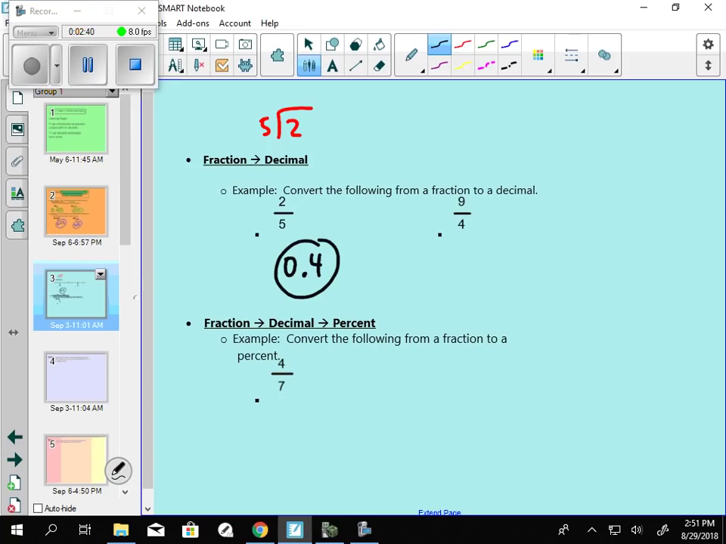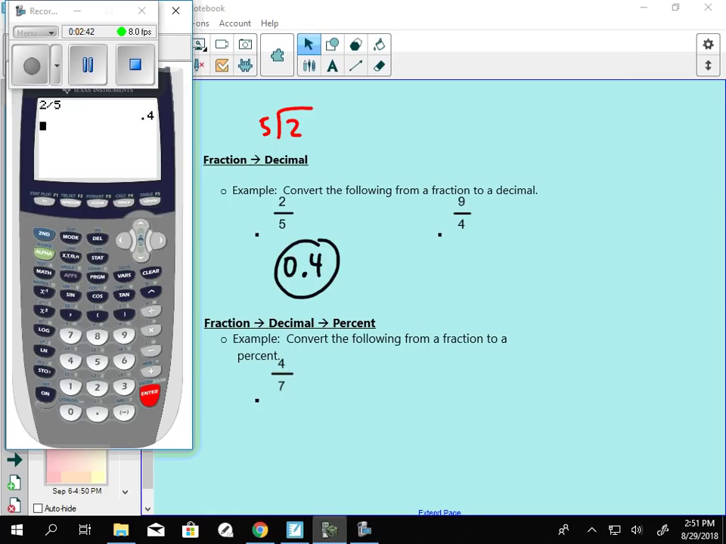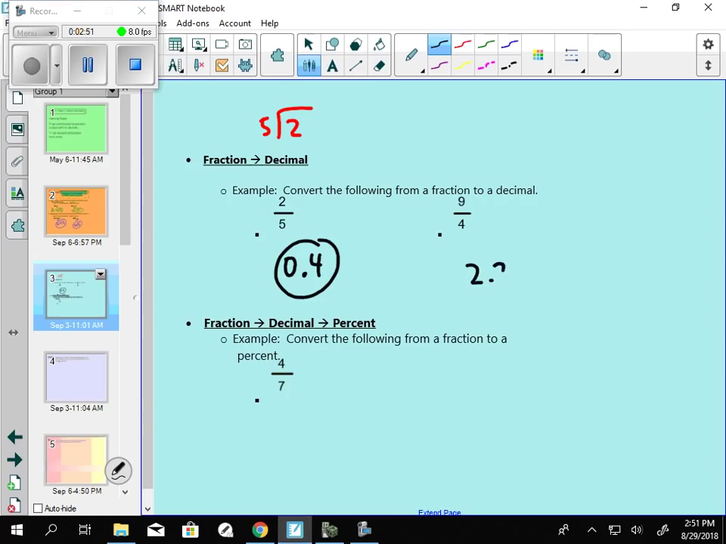You can do it very easily with the next one using a calculator in a similar way. 9/4, 9 over 4 gives you 2.25. So this would be the same as 2.25.